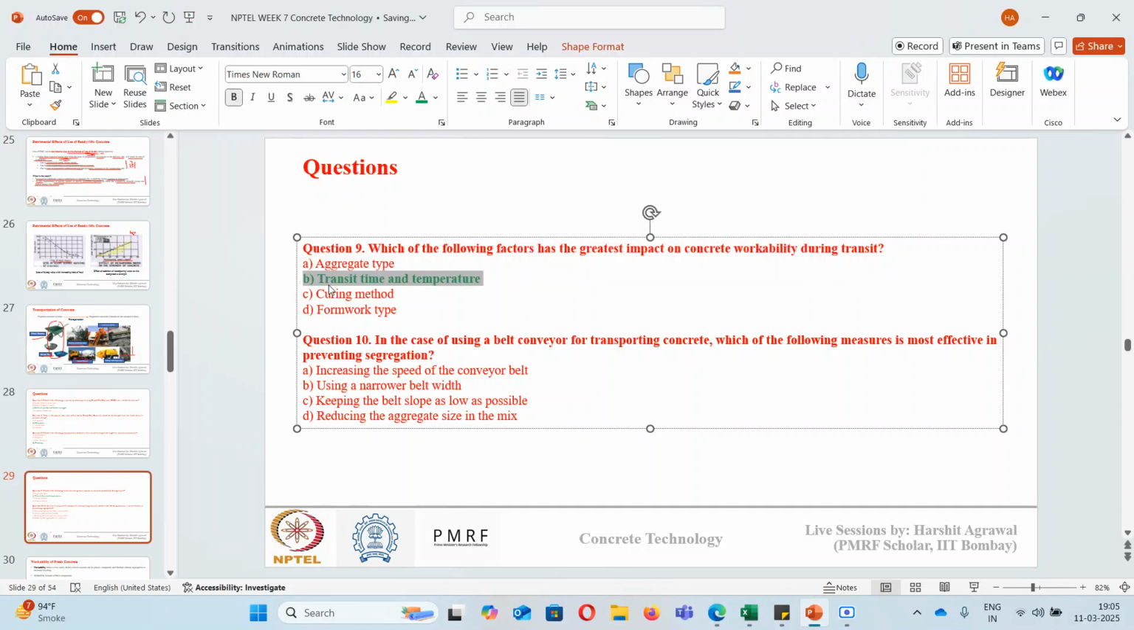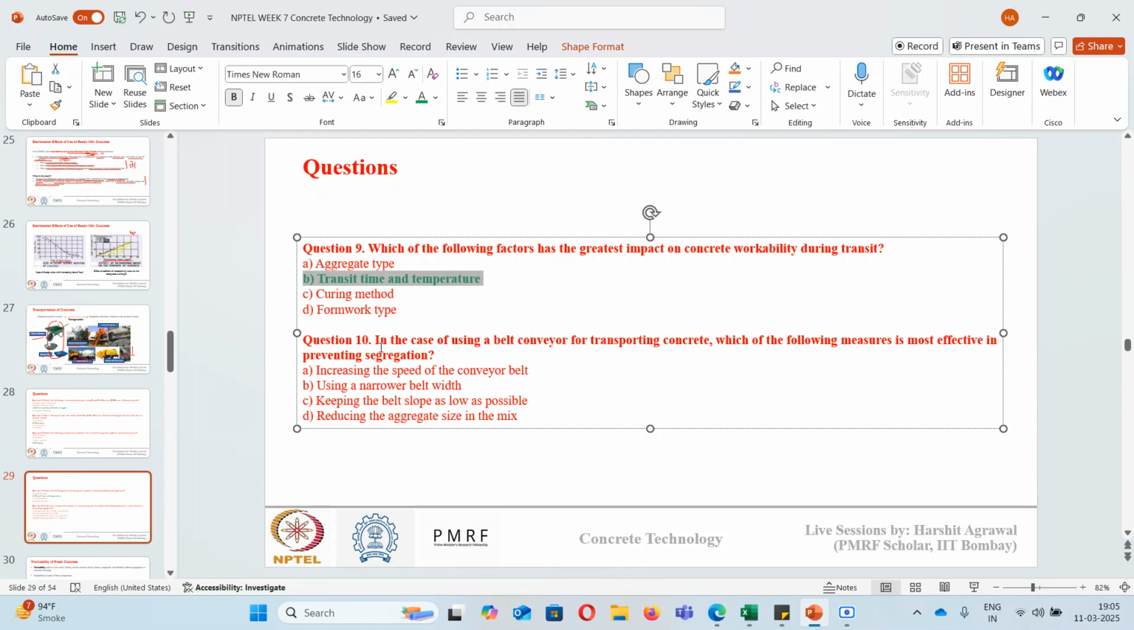Why? Because as we have seen in our discussion, longer transit time will lead to loss in slump, while higher temperature can also accelerate the hydration reaction and reduce my workability. So this will have the greatest impact on workability during transit.